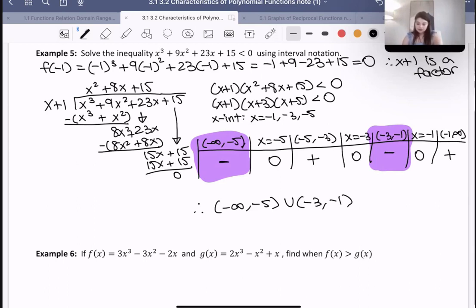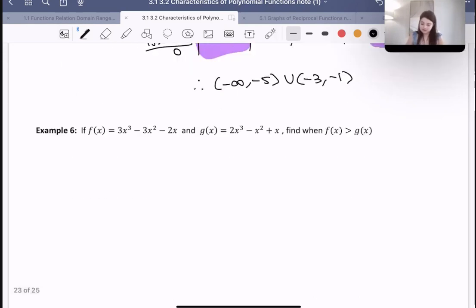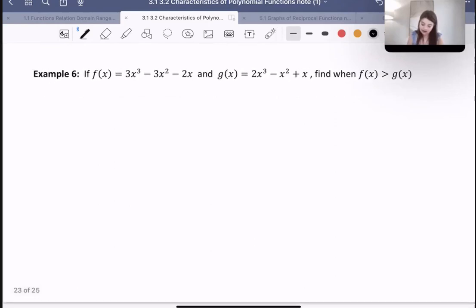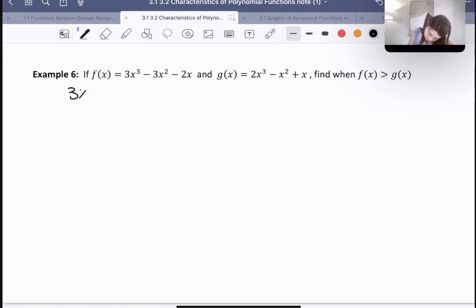Okay, let's do, I know this is getting kind of long, but example 6 is actually slightly different here. And it's our last one, so we're going to go ahead and do example 6 now. It says f of x is equal to 3x cubed minus 3x squared minus 2x, and g of x is equal to 2x cubed minus x squared plus x. Find where f of x is greater than g of x. So let's find where f of x, which is this, is greater than g of x. So 2x cubed minus x squared plus x.